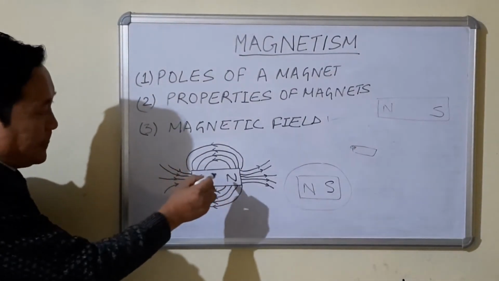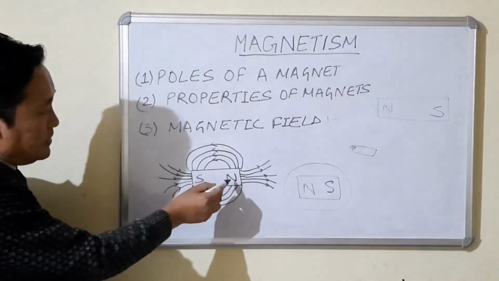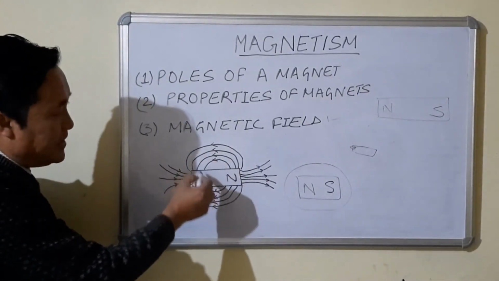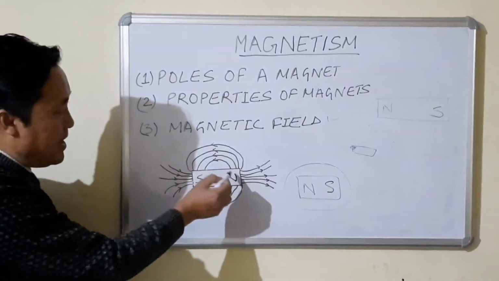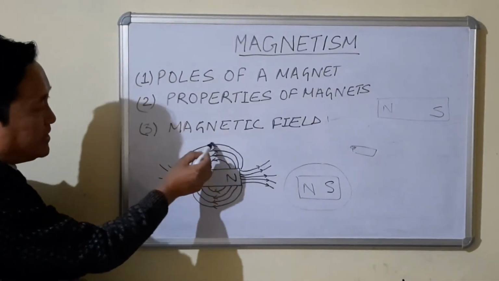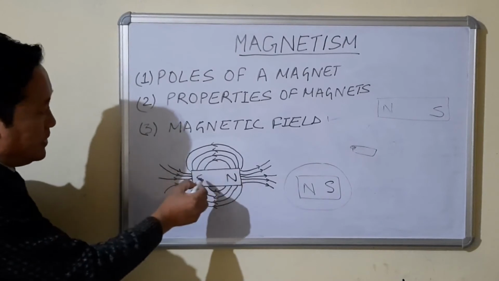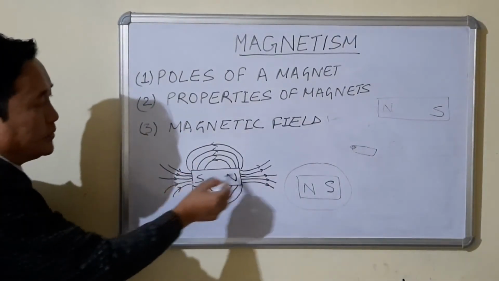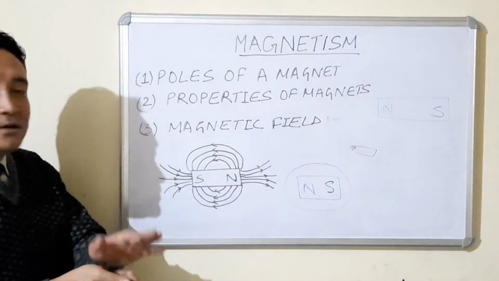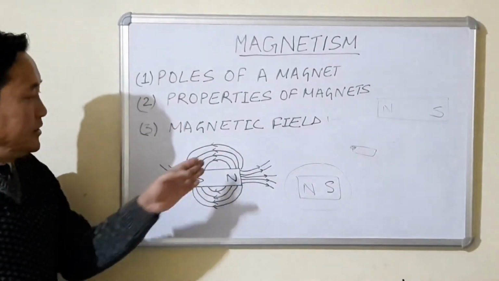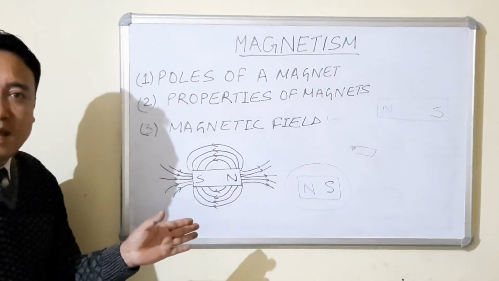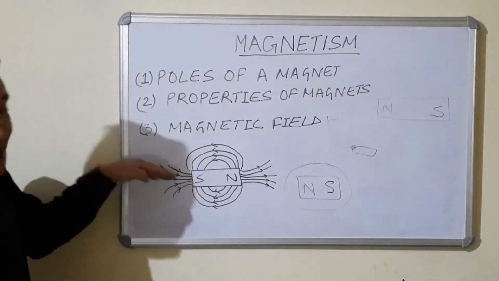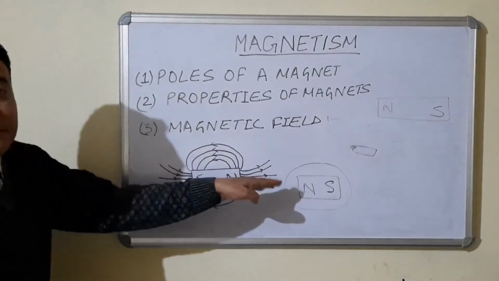This curve passes from north to south pole inside the magnet. You can see the arrow sign here, north to south pole, and outside the magnet from south pole to north pole. Outside the magnet the lines arise from the north pole toward the south pole, and inside the magnet they exist from the south pole to the north pole.